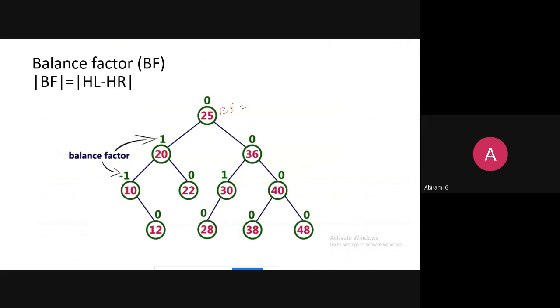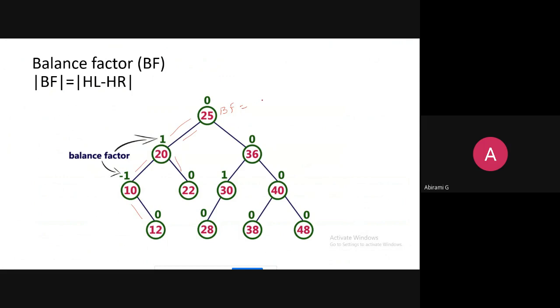Maximum height means the longest path from root to the leaf. Because it's the root, this path 1, 2, 3 we have to consider. This is the maximum height. We have another path also, that is 1, 2. So we have to take the longest path.